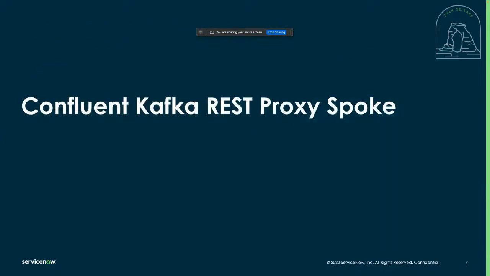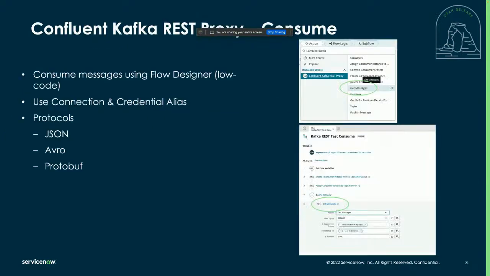Okay, if we have a little look at the Confluent Kafka REST proxy spoke, what features do we have? It comes as a spoke, and it has a number of actions. The two I picked for this presentation were get messages, to read messages from Kafka, and this is an example of what it would look like in a flow. The REST proxy spoke uses the connection and credential alias, and you can use various protocols: JSON, Avro, and Protobuf.